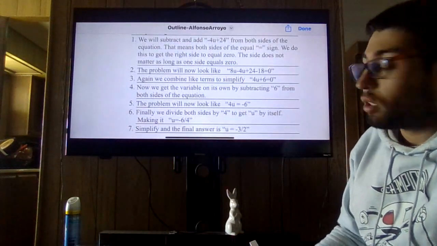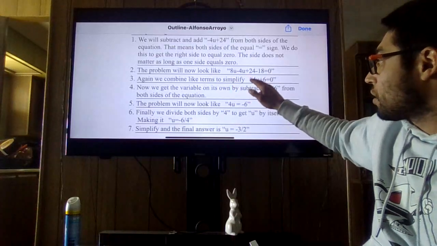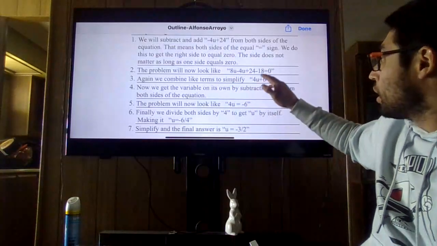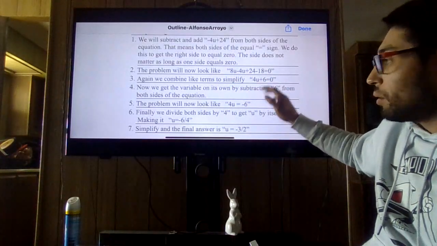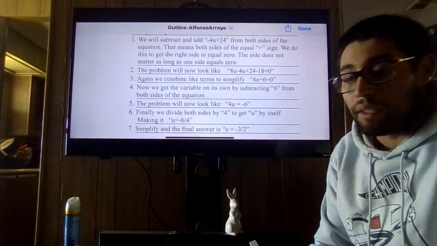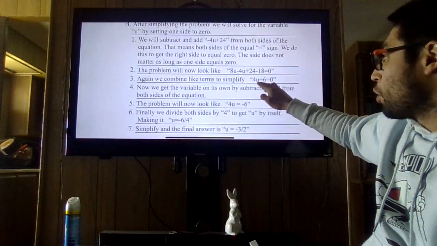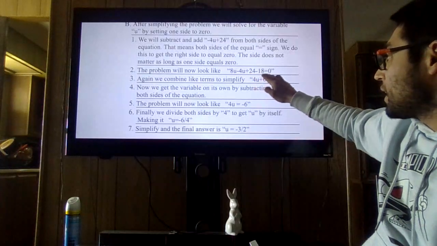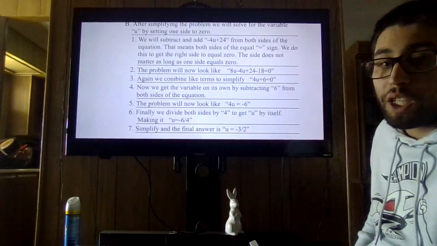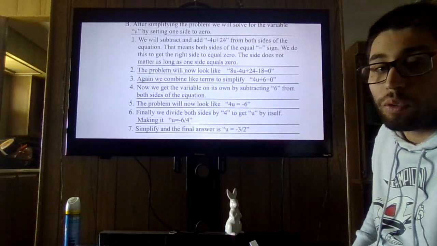The problem will now look like 8u minus 4u plus 24 minus 18 equals 0. So our next step is to simplify again. 8u minus 4u equals 4u, plus 24 minus 18 equals 6. So the equation looks like 4u plus 6 equals 0.